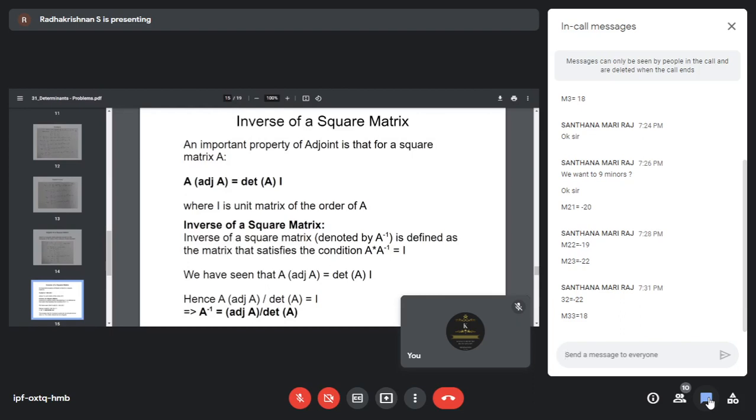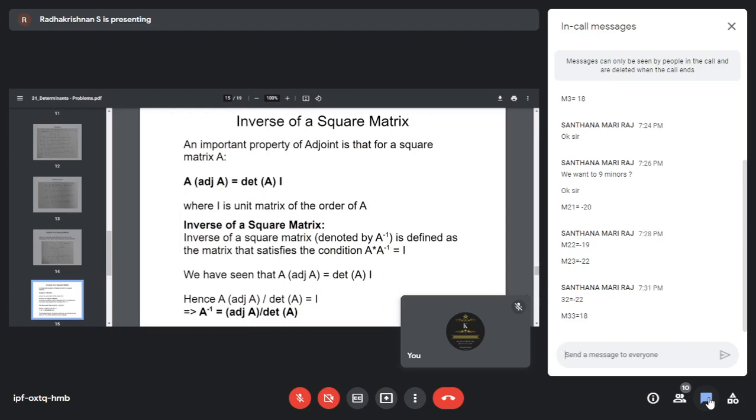So the inverse of a square matrix, we write it as A to the power of -1. That is defined as a matrix that satisfies the condition A into A inverse equal to I.